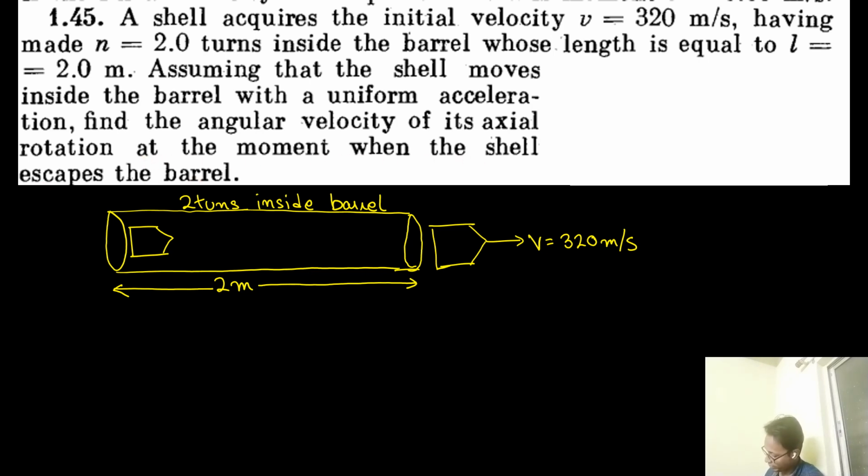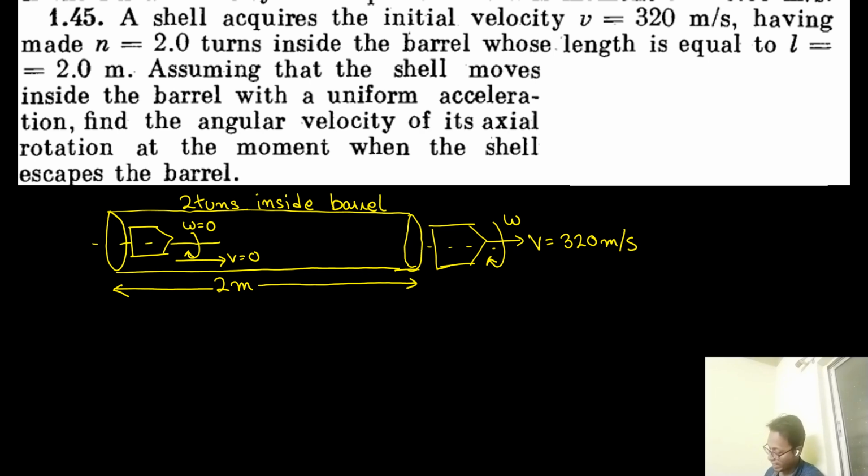So it turns around this axis with omega. Find the angular velocity. I have to find out this angular velocity omega. What's the angular velocity out here? Angular velocity is equal to 0. What's the linear velocity? The linear velocity of the bullet inside the barrel before firing is also 0.